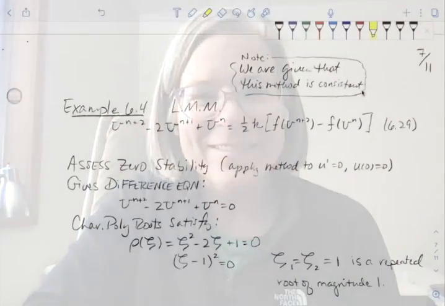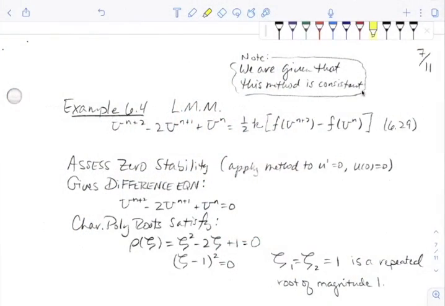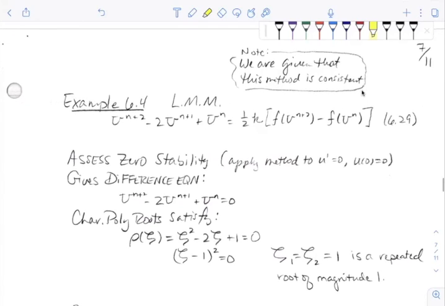Another video lecture in the series on zero stability. This is section 6.4, part 3, and this is just a quick example for you. So let's get started. Here's an example straight out of your textbook. It's example 6.4. It's a linear multi-step method that is in equation 6.29.